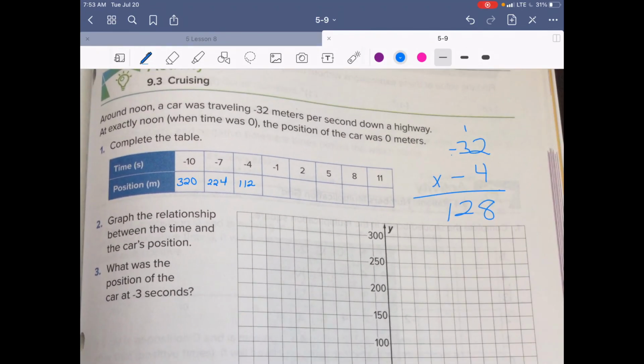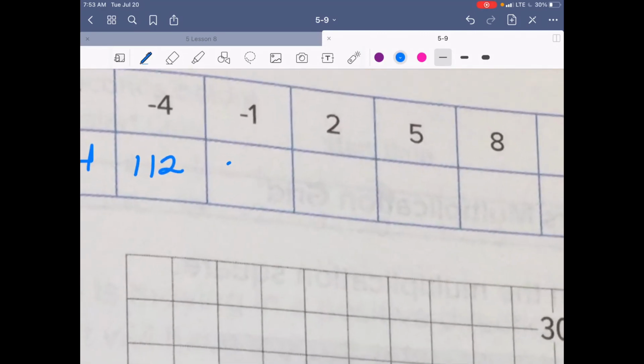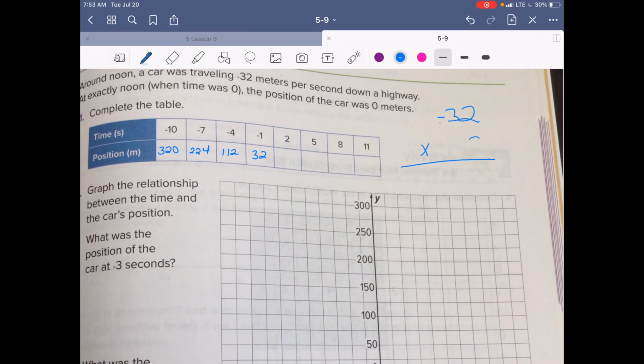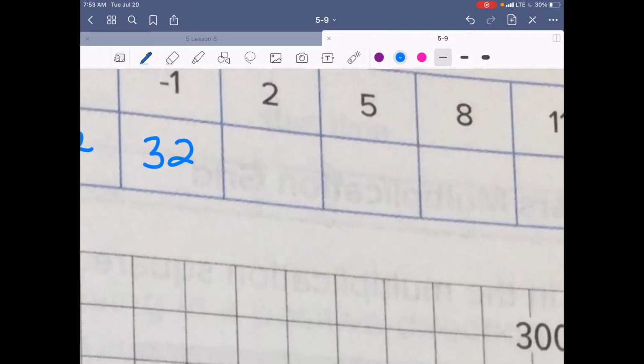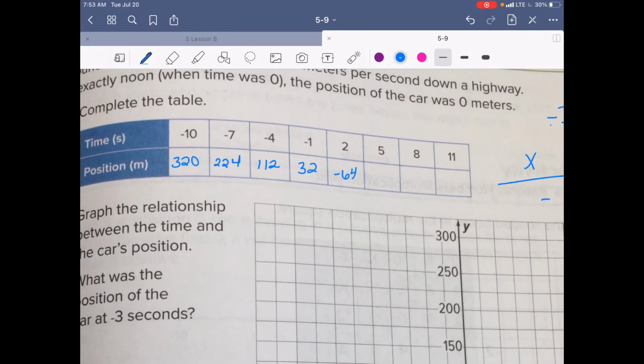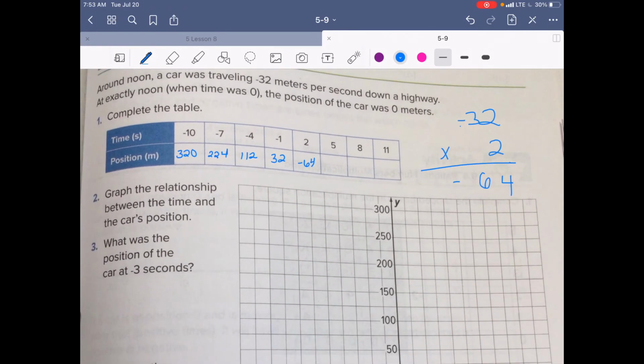Negative 1, well, 1 times anything is itself, right? So we have a negative and a negative. That's going to make a positive 32. And now we're going to multiply by 2. 2 times 2 is 4. 2 times 3 is 6. And we have a negative and a positive, so our answer is negative 64. I want you to try 5, 8, and 11 on your own. Pause the video and then come back.